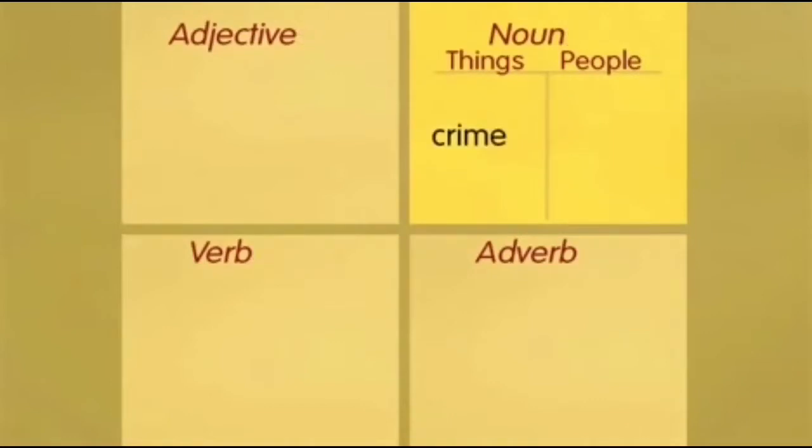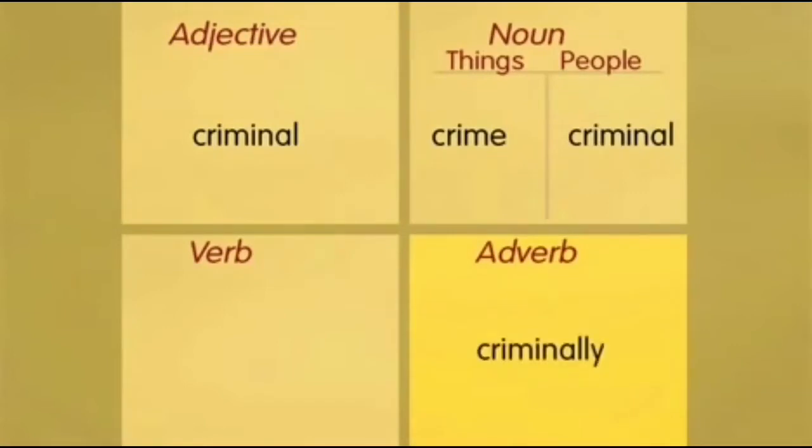Let's have a look at the crime word group. Crime is a noun, it's a thing. A criminal is a person who commits a crime. Criminal is also the adjective. We can describe something by using the word criminal before the noun. That was a criminal act. And we have the adverb criminally. To behave criminally is to behave in an illegal way.